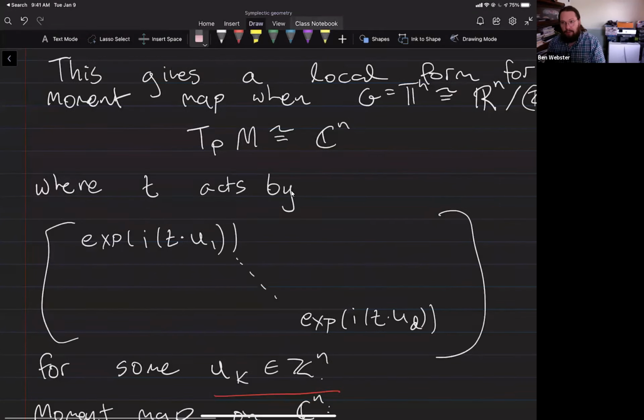Okay, and so what's happening here, this is a statement about the representation theory of a torus, is my tangent space breaks up into two-dimensional subspaces, which I can identify with C, and the torus acts on each by rotation, by mapping down to a one-dimensional subtorus, where this u_k tells me which one-dimensional torus I'm mapping down to, which S^1, and then that S^1 just acts by rotation on the complex numbers. And so any representation of the torus is going to look like this.